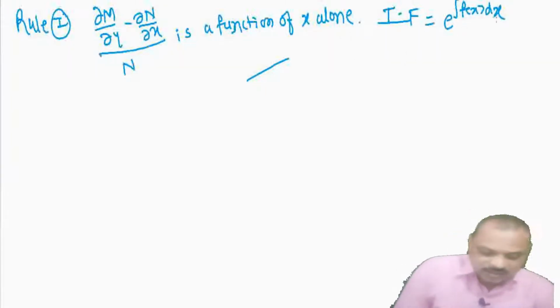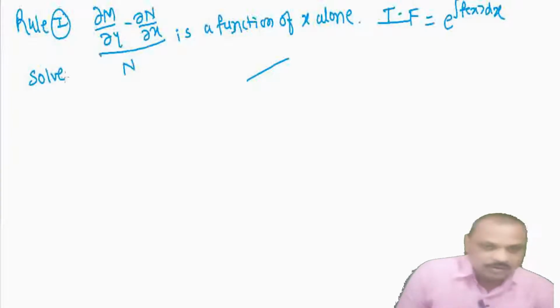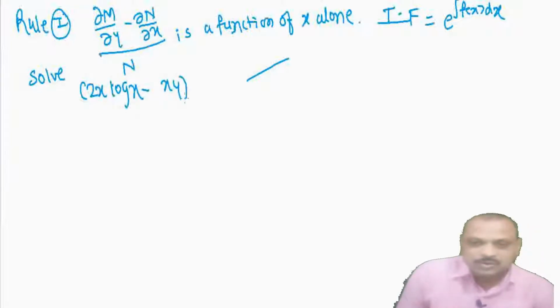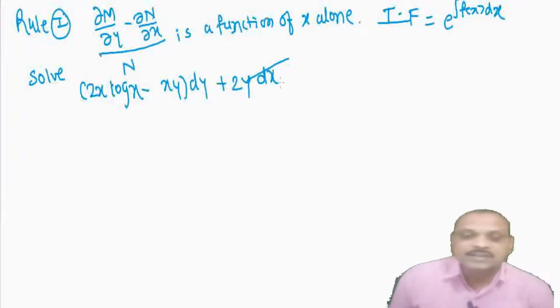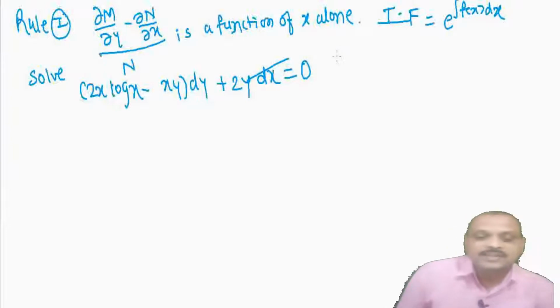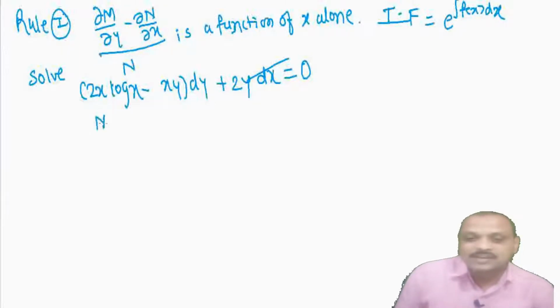Okay, so let us see a simple example of this rule. Solve 2x into log of x minus xy into dy plus 2y into dx equal to 0. This is a simple example. Here you can see that comparing with M dx plus N dy, M is equal to 2y. What is N? N is equal to 2x into log x minus xy.